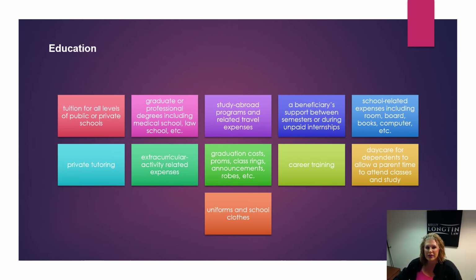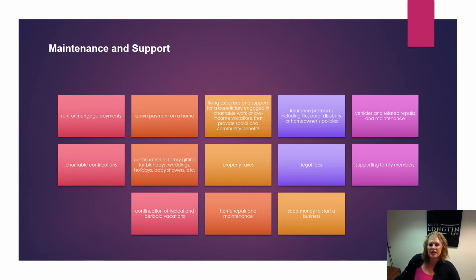educational requirements. And under the maintenance and support category, because this is usually a big question that people ask, and this just covers an array of things: rent and mortgage payments, maybe a down payment on a home, covers living expenses and support for the beneficiary that's engaged in charitable work or low income employment. Maybe it's a teacher or provides some other community benefits, but it's just not high paying.